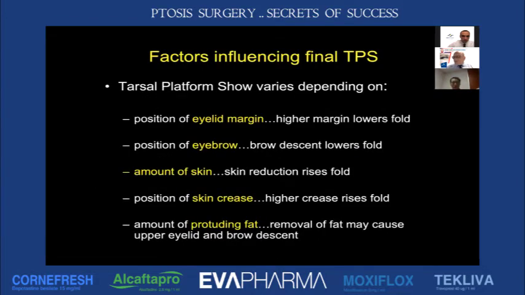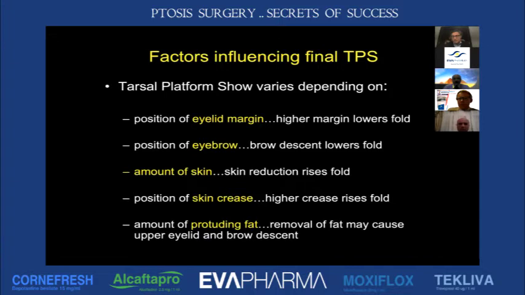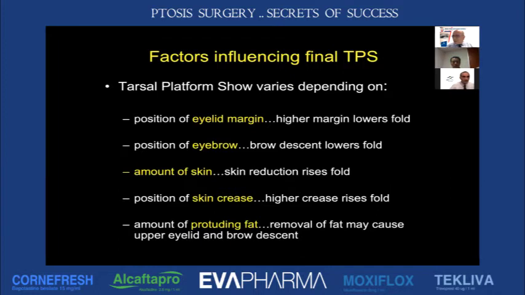The factors influencing the final TPS are the position of the eyelid margin. A higher margin lowers the fold. The position of the eyebrow. If the eyebrow descends, then the fold will come down. The amount of skin. So if we remove skin, that may raise the skin fold. The position of the skin crease. The higher the skin crease, the higher the fold, and the amount of protruding fat. Depending on how much fat we remove, that may cause some upper eyelid and brow descent, or if we remove too much, that may cause a marked increase in tarsal platform show.